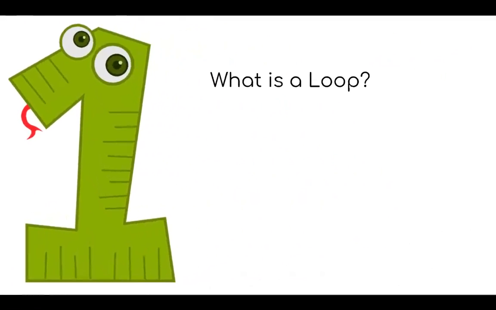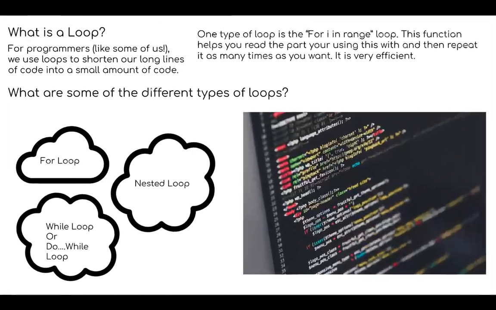So number 1, what is a loop? For programmers like some of us here, we use loops to shorten our long lines of code into a small amount of code. This can also cause less cramps in your fingers. One type of loop is the for i in range loop. This is one of the most commonly used loops in coding. This function helps you read the part you're using and then repeat it as many times as you want. It's very efficient.